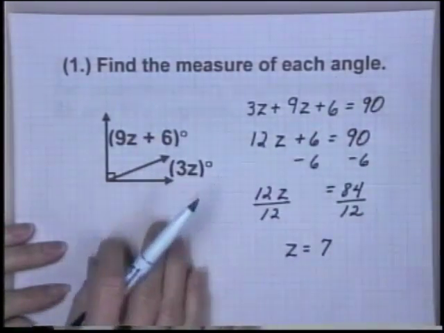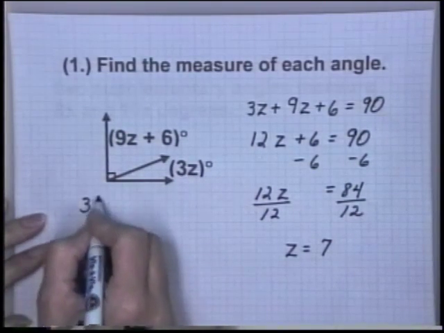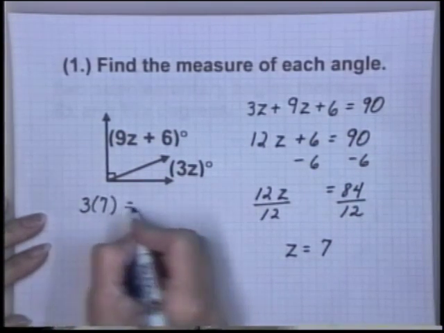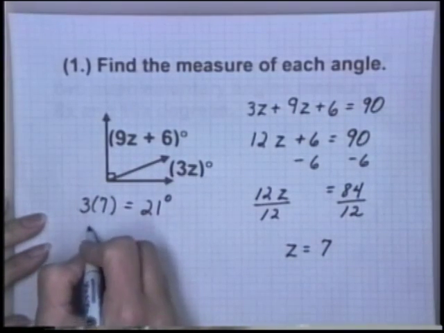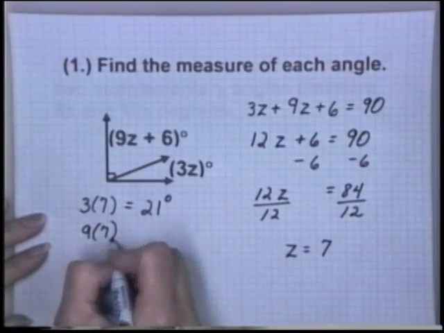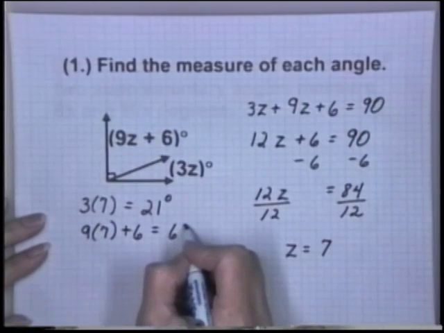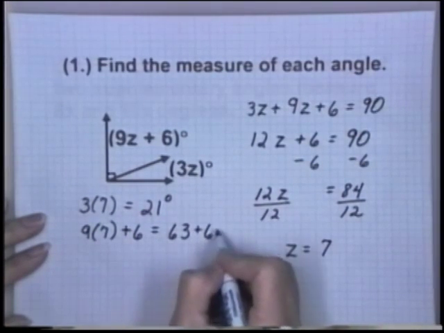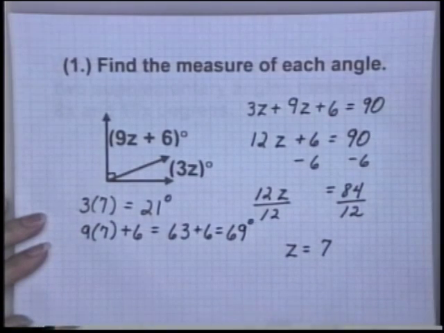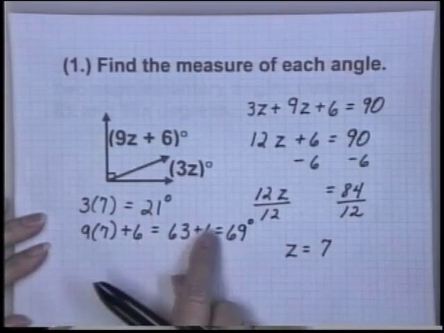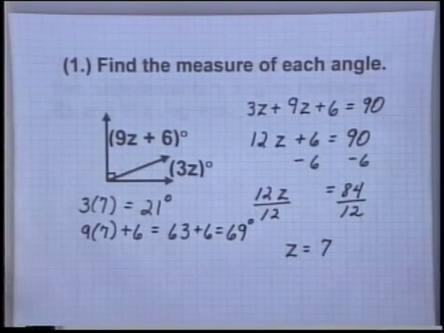Now it says find the measure of each angle. So one angle would be 3 times 7, which is 21 degrees. The other angle would be 9 times 7 plus 6. 9 times 7 is 63, plus 6 would give us 69 degrees. And for a check, the 21 degrees plus the 69 degrees should give us 90 degrees, and it does.